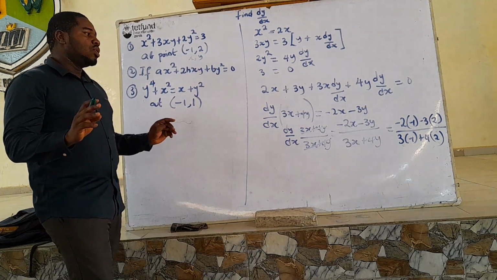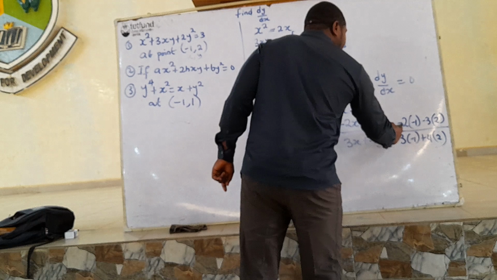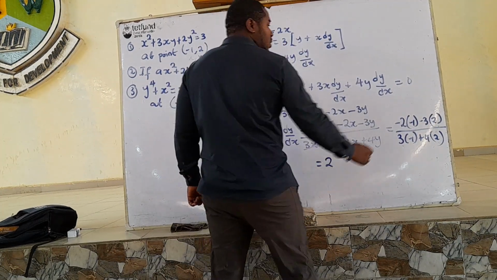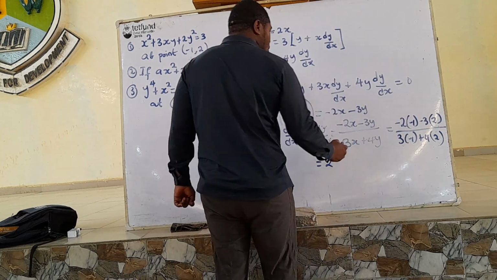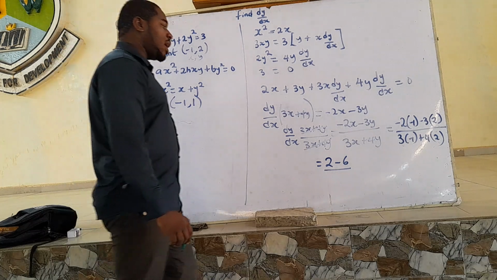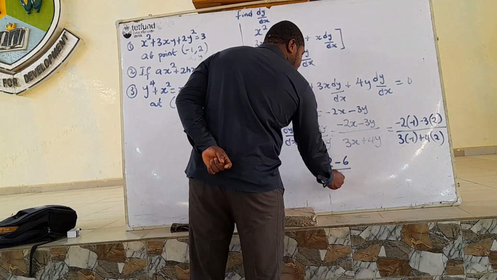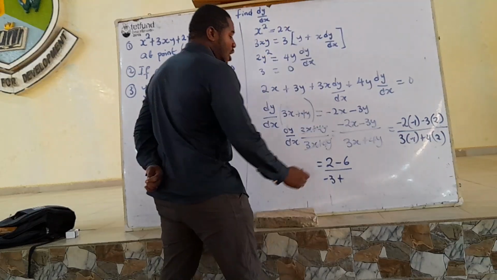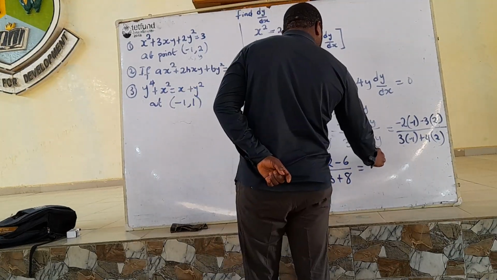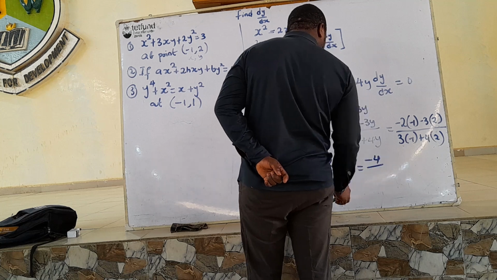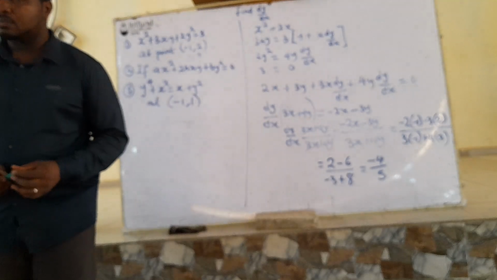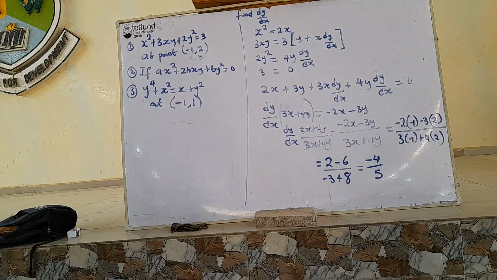You can use your simple arithmetic. Minus 2 minus 1 is going to be 2. 3 multiplied by 2 minus 2, divided by 3 multiplied by minus 1 minus 3 plus 4 multiplied by 2 is 8. So you're left with minus 4 upon... As simple as that. As simple as A, B, C, and D.